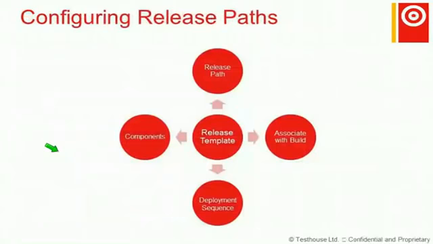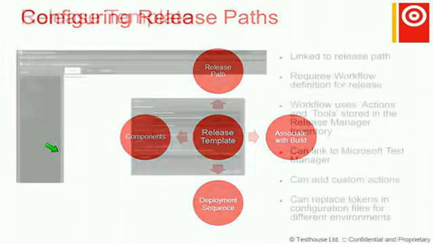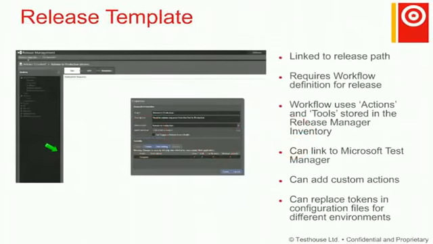So the configuration of the release path is the path. The template contains a release path, the components, the build association, and a deployment sequence. That was done through this interface. Here you define a workflow of how it would be released, and you can see at the top you've got test, UAT, and production environments. I know it's a bit small, but I'm hoping you can see it.